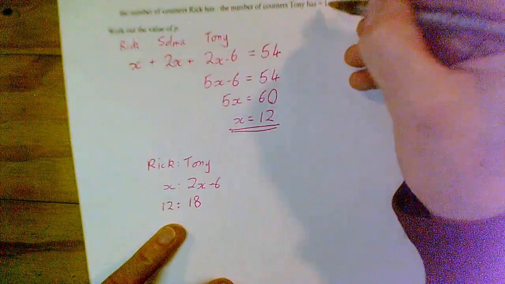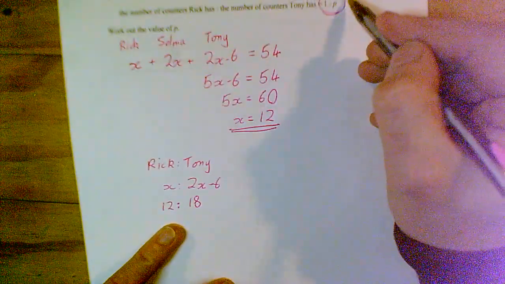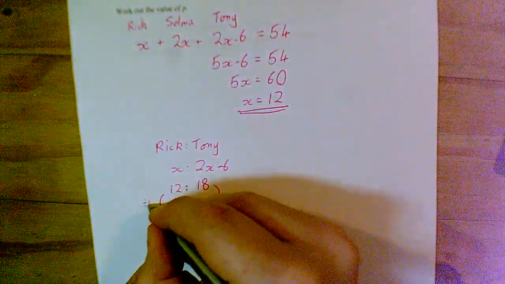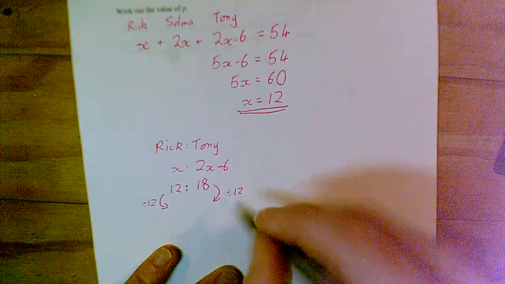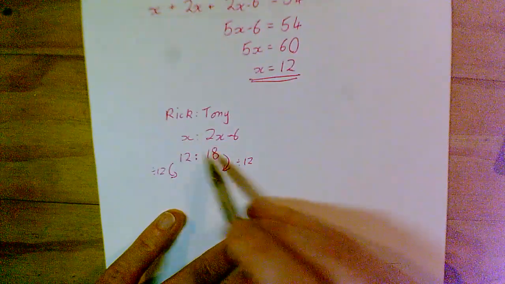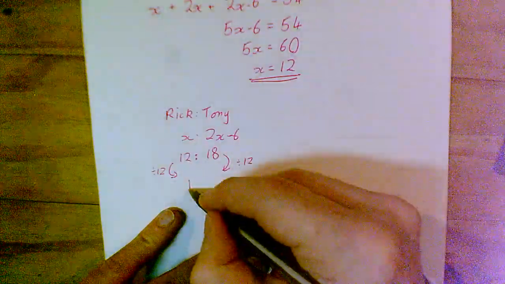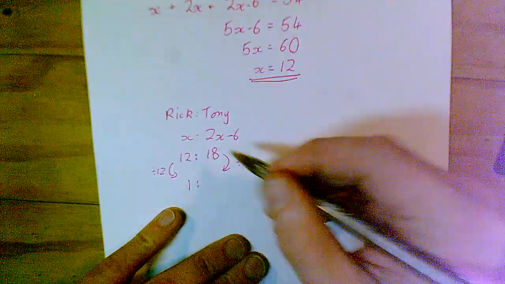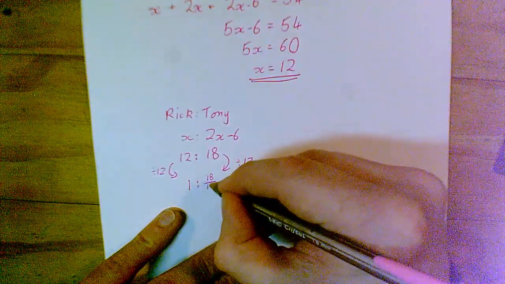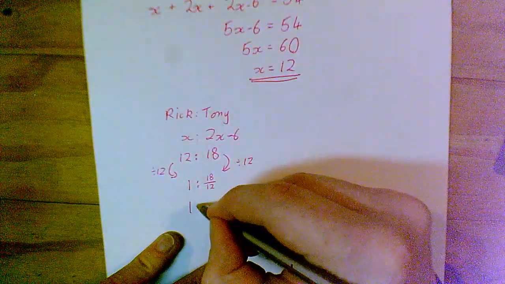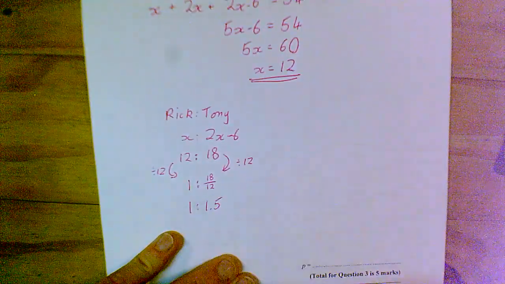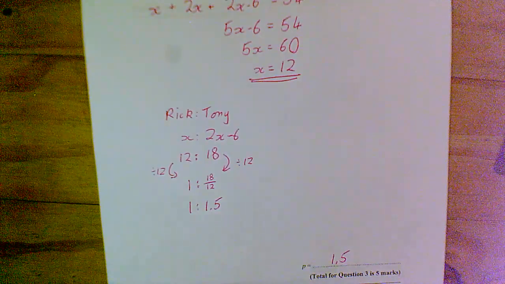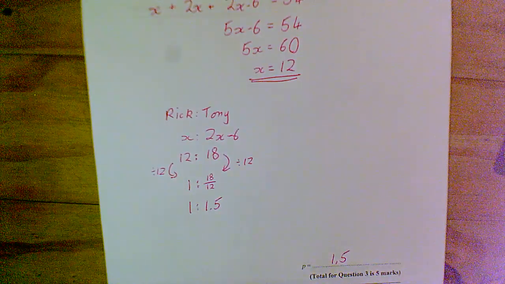But it finally asks us to write it in the form 1 to p. So I need this left side to be a 1. So I need to divide both sides by 12. Like a fraction, you can simplify or adjust ratios like this. So 12 divided by 12 gives me 1. 18 divided by 12 is, if you've got a calculator in this paper, 1.5. You could have written 3 over 2. That's fine as well. So p is 1.5.